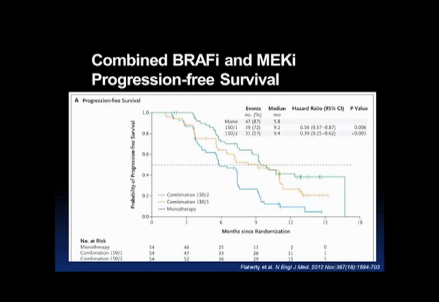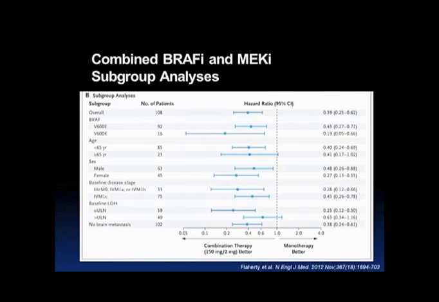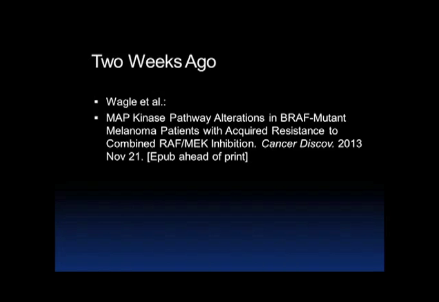This is a study by Flaherty et al. from MGH that was published in 2012, looking at monotherapy and two different types of combination of MEK and BRAF inhibitors. And as you can see, the progression-free survival is significantly improved under the combination therapy for both combinations, actually. And again, this holds true for the majority of the subgroups that were analyzed here.